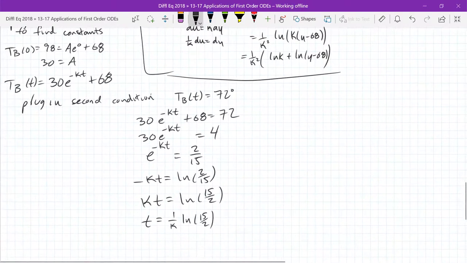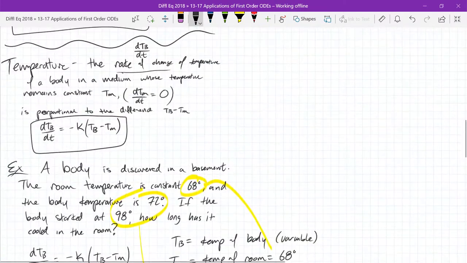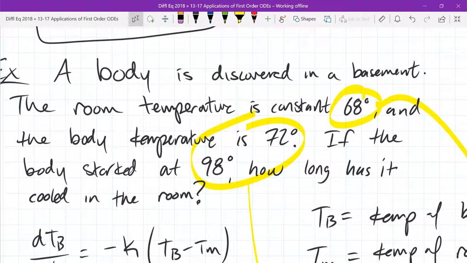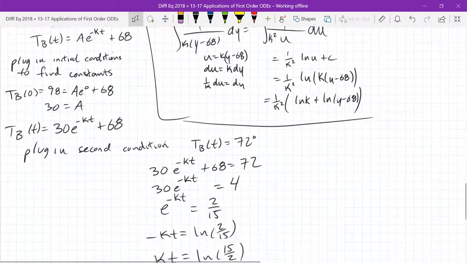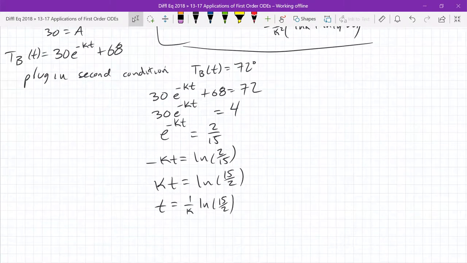For example, in this actual word problem, if we look back at the way it was written, what you would need to do is basically wait until the body cooled another 2 degrees. You need to get another data point. So we basically need a third data point. And if we waited until the body hit, let's say, 70 degrees, we would have a time between when we checked initially and when we found it was 70 degrees. So there'd be an elapsed time that we'd also know. So the way it's written, this is the best we can do right here. So we'll leave it there instead of trying to write another condition into the problem.